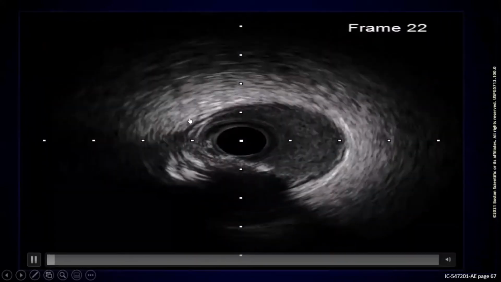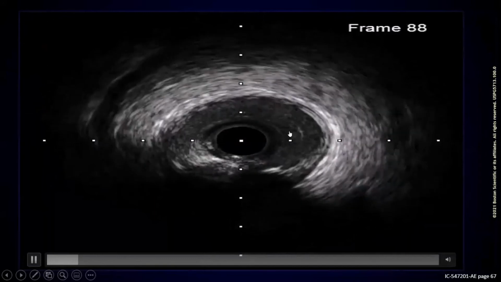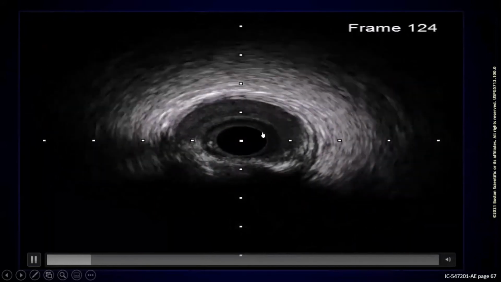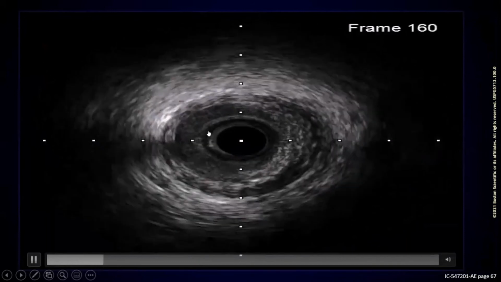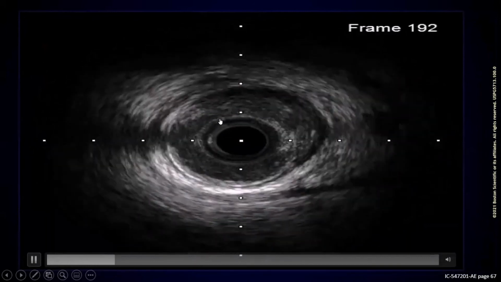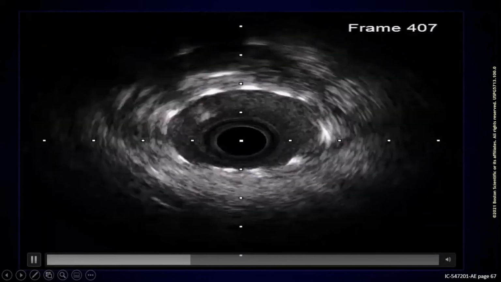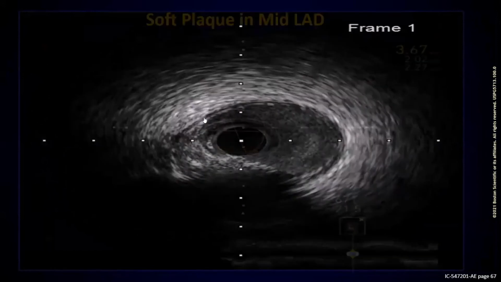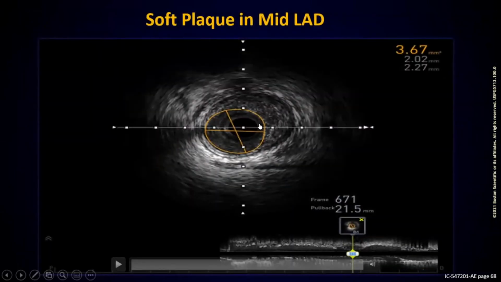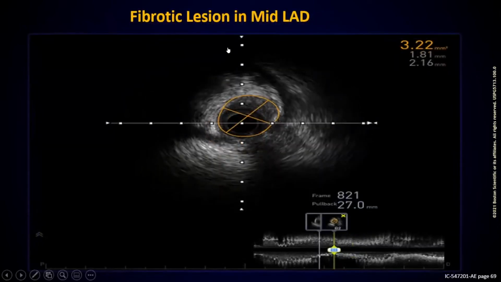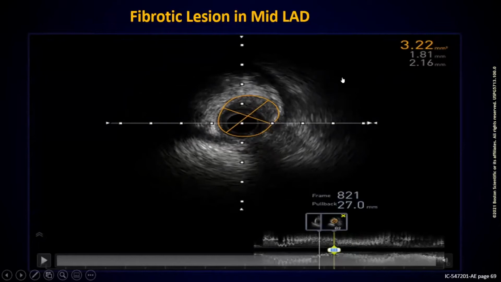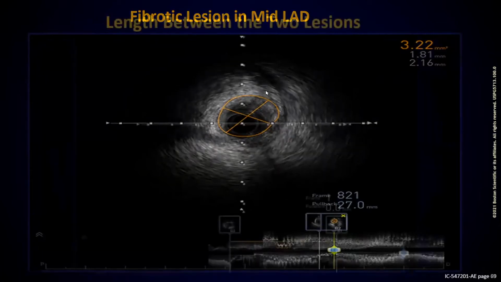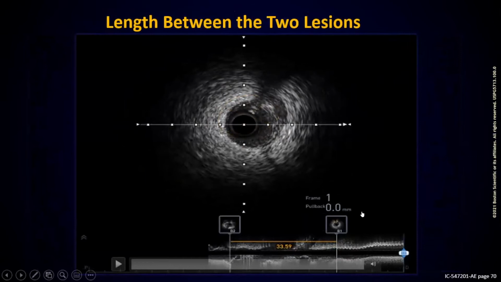So this is the IVUS, which did show, even on the first IVUS, quite a significant plaque in the mid segment. The stent, both distally and proximally, is very well expanded. This is a soft plaque in the mid LAD with an area of 3.67. And then it's a fibrous plaque, at some point 3.22. And the length between the two lesions is about 33 or 39 millimeters.